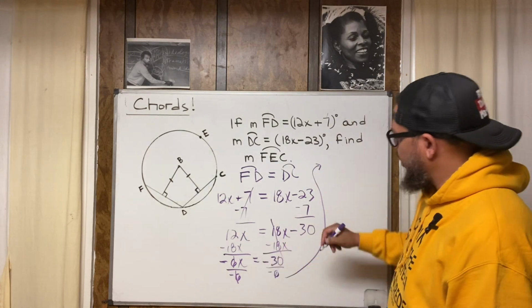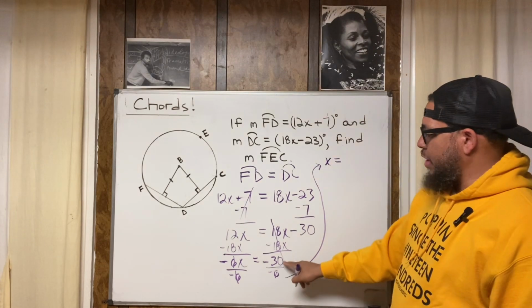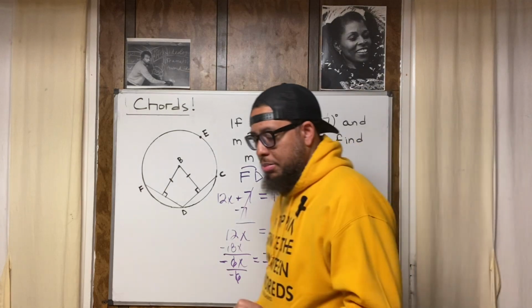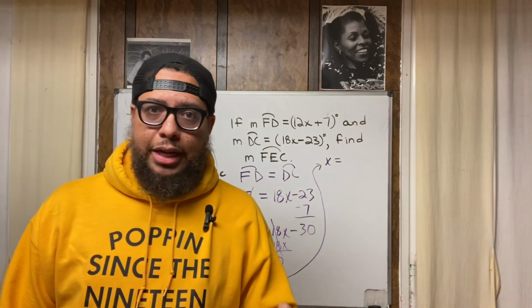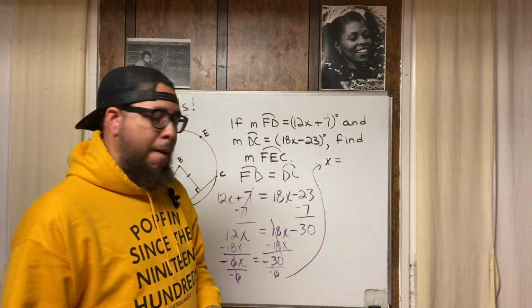I'm going to bring this up here. I'm running out of space down there, right? So I got x on the left side. What's on the right side? You got to know how to do division with negative numbers. What's negative 30 divided by negative 6? Positive 5. Not negative 5, positive 5.